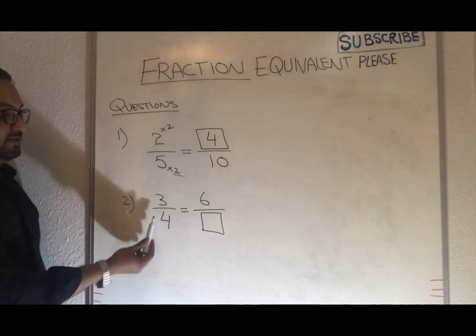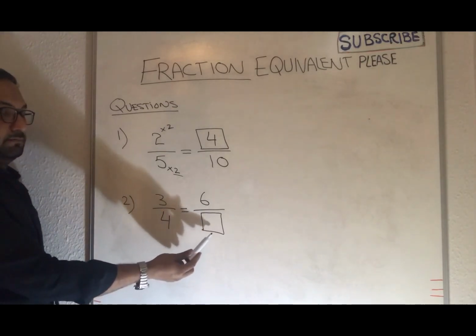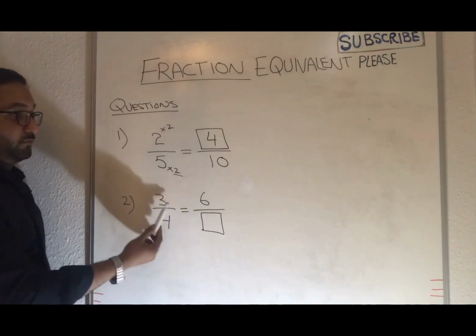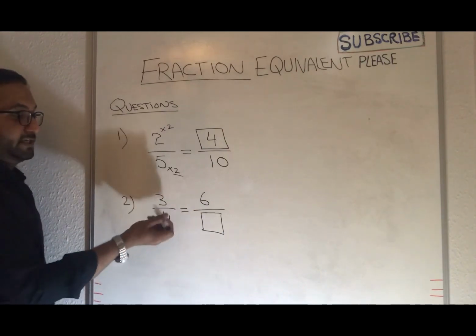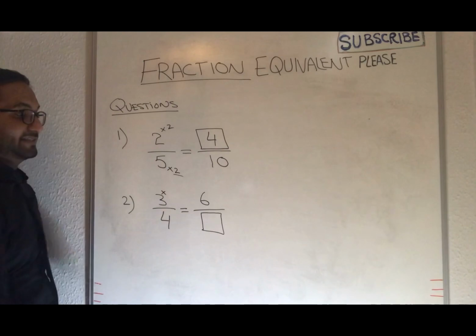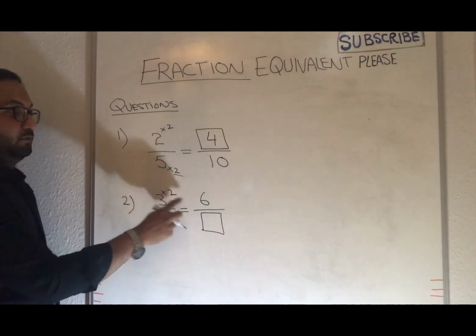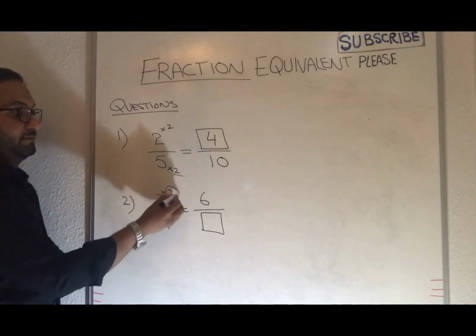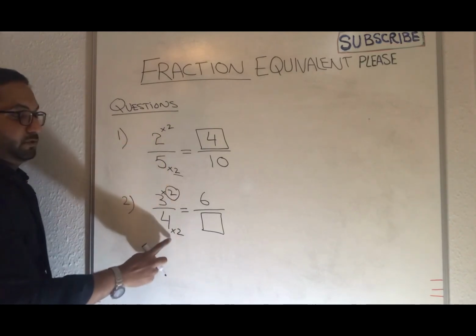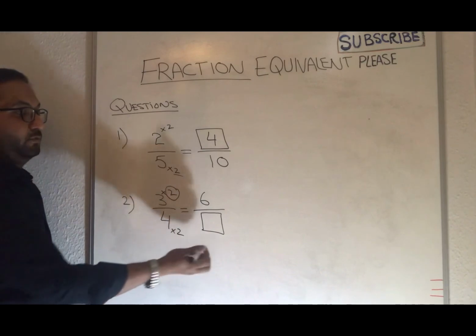Same as in the bottom question number 2. They said that 3 out of 4. So now the denominator is missing. So we need to check that value. Which number do we multiply by 3 to get 6? 2. So 3 times 2 is 6. So this number 2 we need to multiply by the bottom value. So 4 times 2 becomes 8.